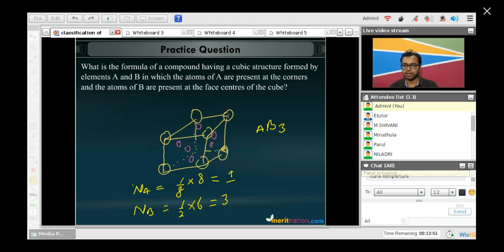Is it confusing? Which part is confusing for you? See, I don't think that anything is confusing there. The only point is, if you are not able to imagine the 3D structure, then you might feel a little difficulty in understanding it. Yeah, it's all about 3D imagination, right? If you are able to imagine everything in the 3D structure, then it becomes easy. Okay.